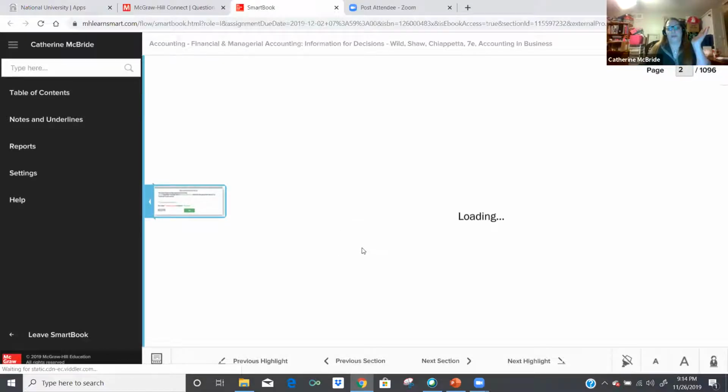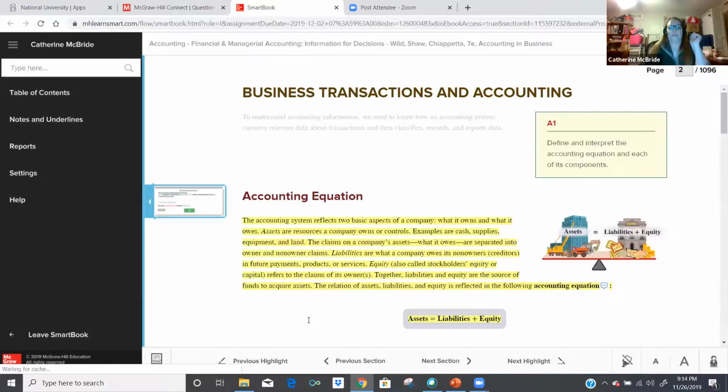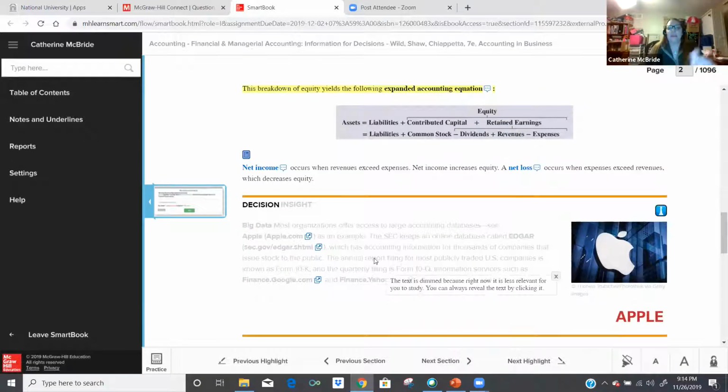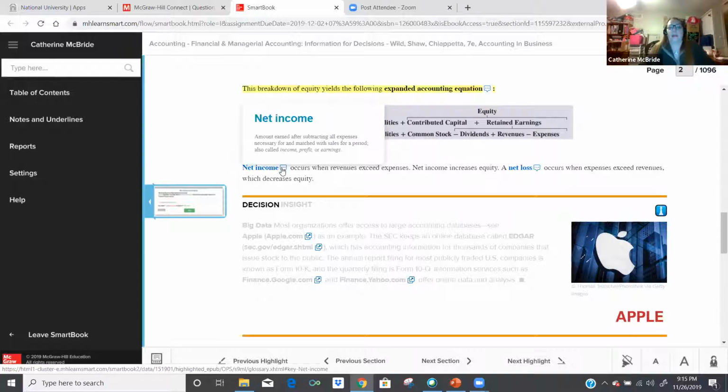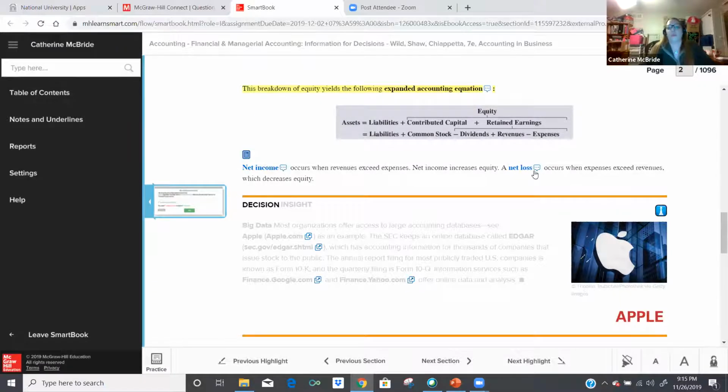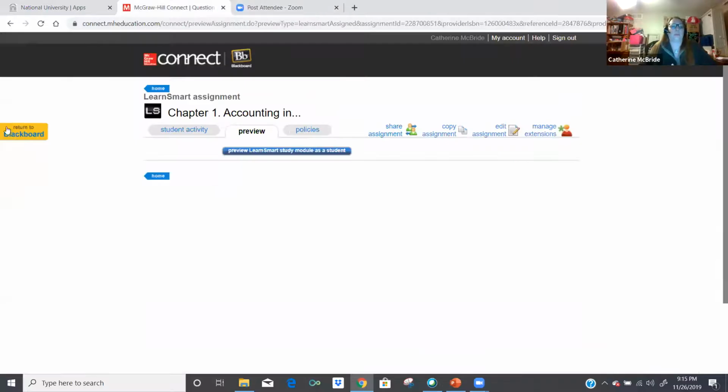Yes, it does take a moment to load. And then it takes you exactly to the part of the book that explains what it is that you're wondering about. And the little bubbles define terms. So this is where this resource is very helpful. All right, so that's LearnSmart.